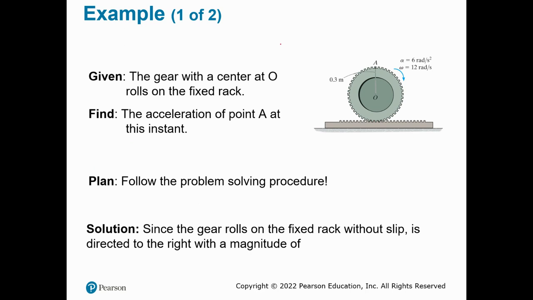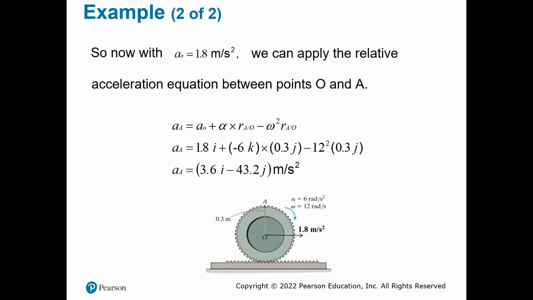Okay, we know alpha is 6 radians per second squared. We know omega is 12 radians per second. And then we know the radius here is 0.3 meters. We're looking for the acceleration of point A at that instant. So plug into our equation.